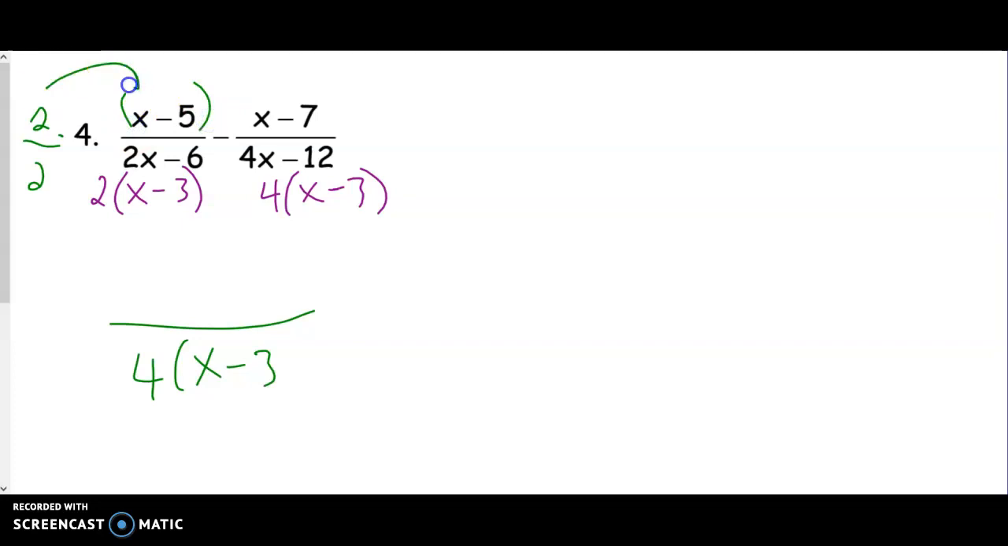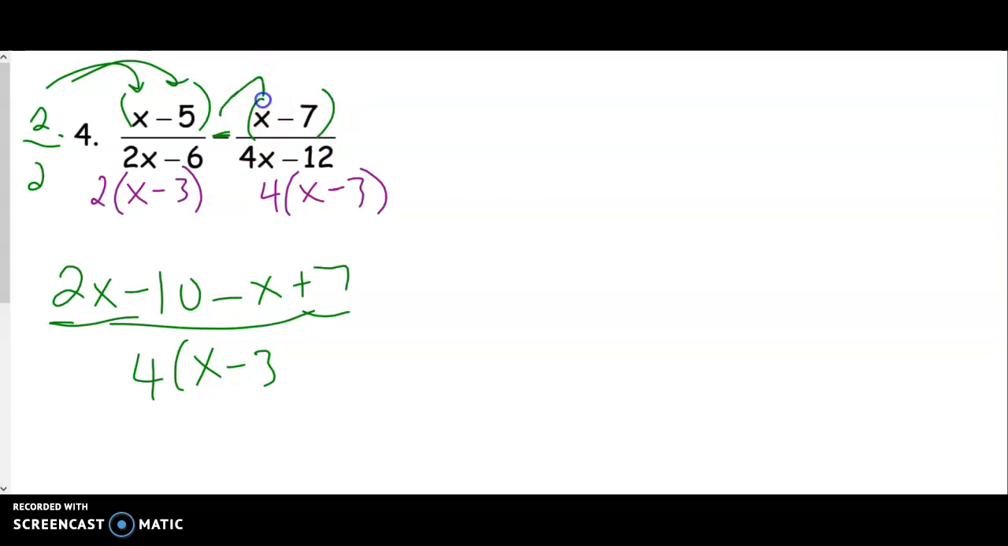Our numerators: 2 times x, 2 times 5. So 2x minus 10 minus x plus 7. So we are subtracting this entire binomial in the numerator of the second fraction. So minus x, minus minus, so plus 7.